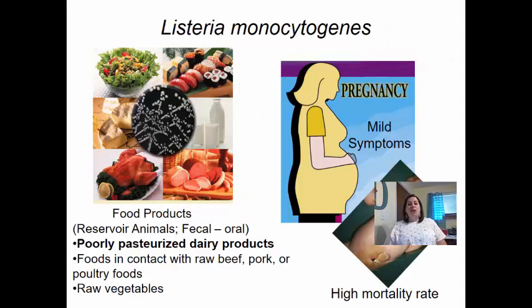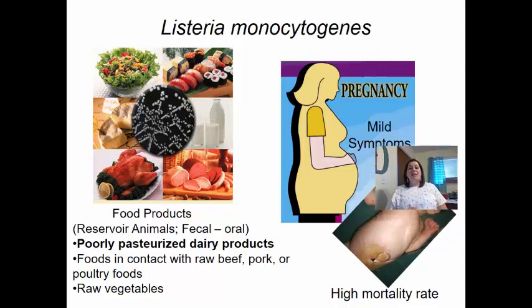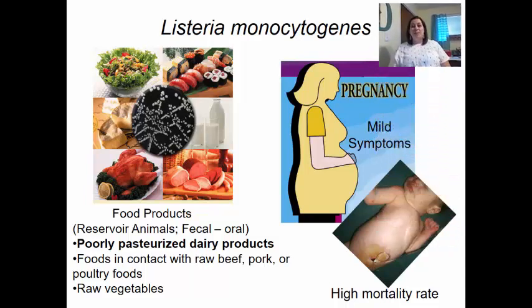So what we see here with listeria is that it's going to be found in some food products. Their reservoir is found in animals, and we see that there is the fecal oral route that takes place. Our food gets contaminated from feces. This can happen due to poorly pasteurized dairy products. So some of the poorly pasteurized dairy products could contain the listeria. Foods in contact with raw beef, pork, or poultry goods. Okay, and so making sure that everything has been cooked really well. And then, of course, some of our raw vegetables can also carry the listeria.